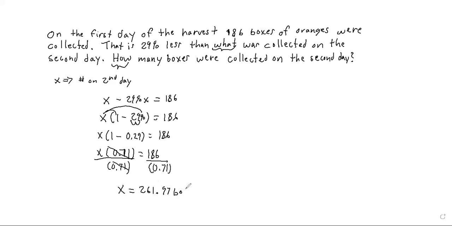So this is the number of boxes that were collected on the second day, right? Now, obviously, you can't have, well, yeah, you can, right? These are boxes of oranges, so maybe some of the boxes are not full. That's how you can end up with 261.97 boxes of oranges. So this is the answer you would look for in your answer list. Not the words boxes of oranges, just the value, 261.97. They may round it off, so if it's 262, that's fine too.